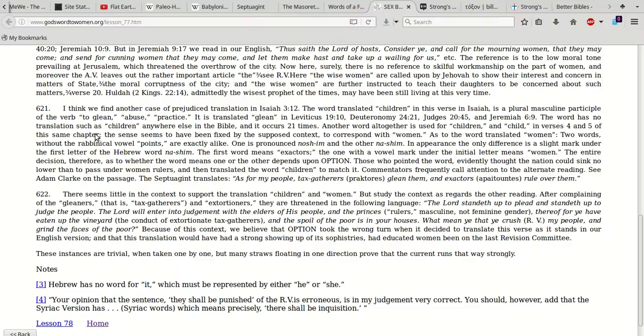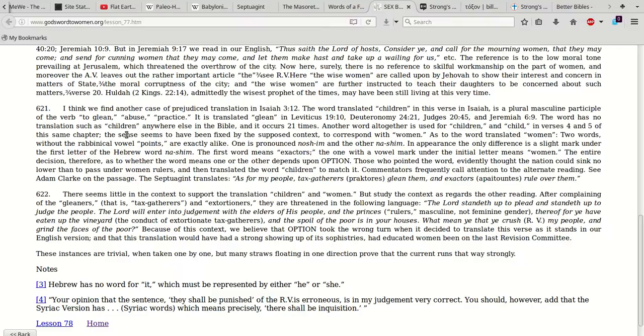I'm just going to read this real quick because it shows another way in which this vowel pointing and the bias of the Jewish scribes has had a wide-ranging detrimental effect upon Christian belief. Excuse me. And I quote, 621: I think we find another case of prejudiced translation in Isaiah 3:12. The word translated children in this verse is a plural masculine participle of the verb to glean, abuse, practice. It is translated glean in Leviticus 19:10, etc.